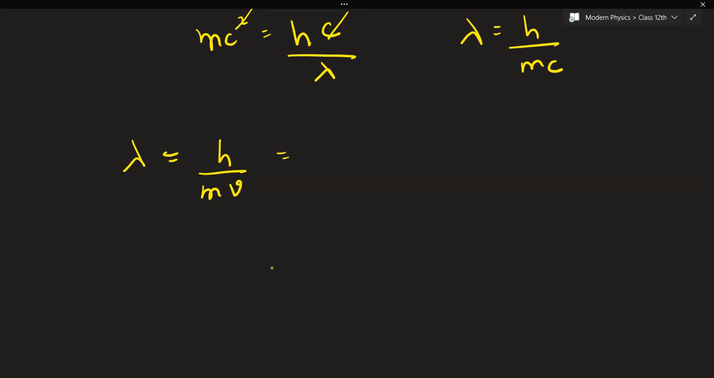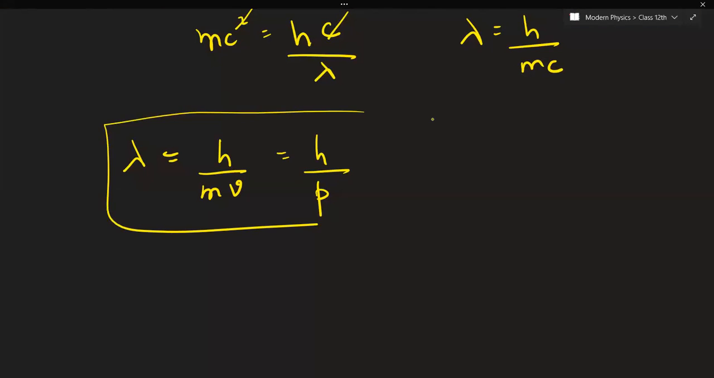And mass into velocity. Can anyone name this term, mass into velocity? Yes, class. Can anybody remember this? Momentum. Yes, correct. Good. So lambda is h by p, where p is the momentum. This becomes the formula for the de Broglie waves equation. This is known as de Broglie's wave equation.